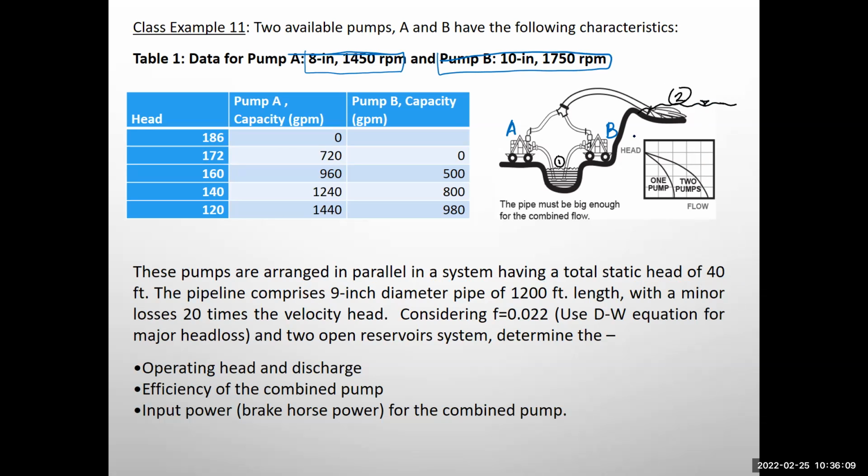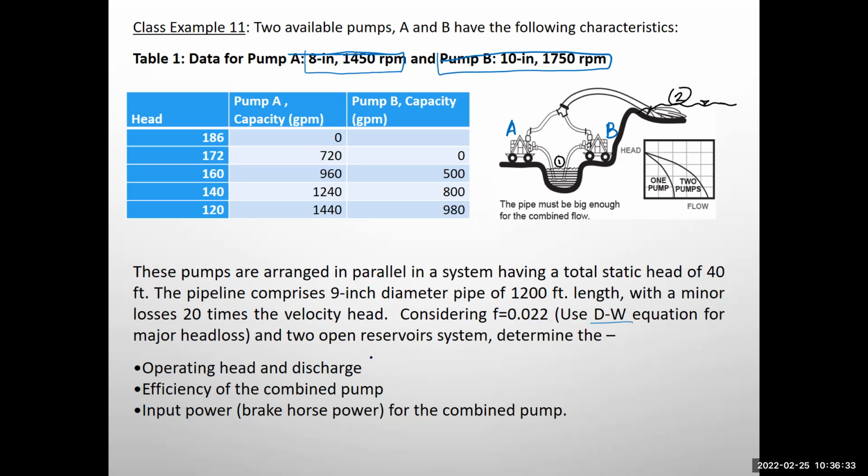So that is the difference between A and B, 40 feet. The pipeline comprises 9-inch diameter pipe of 1200 feet length with a minor loss of 20 times the velocity head. So minor loss will be 20 V square over 2g. Considering f is 0.22 in the Darcy-Weisbach equation, and 2 open reservoir system.